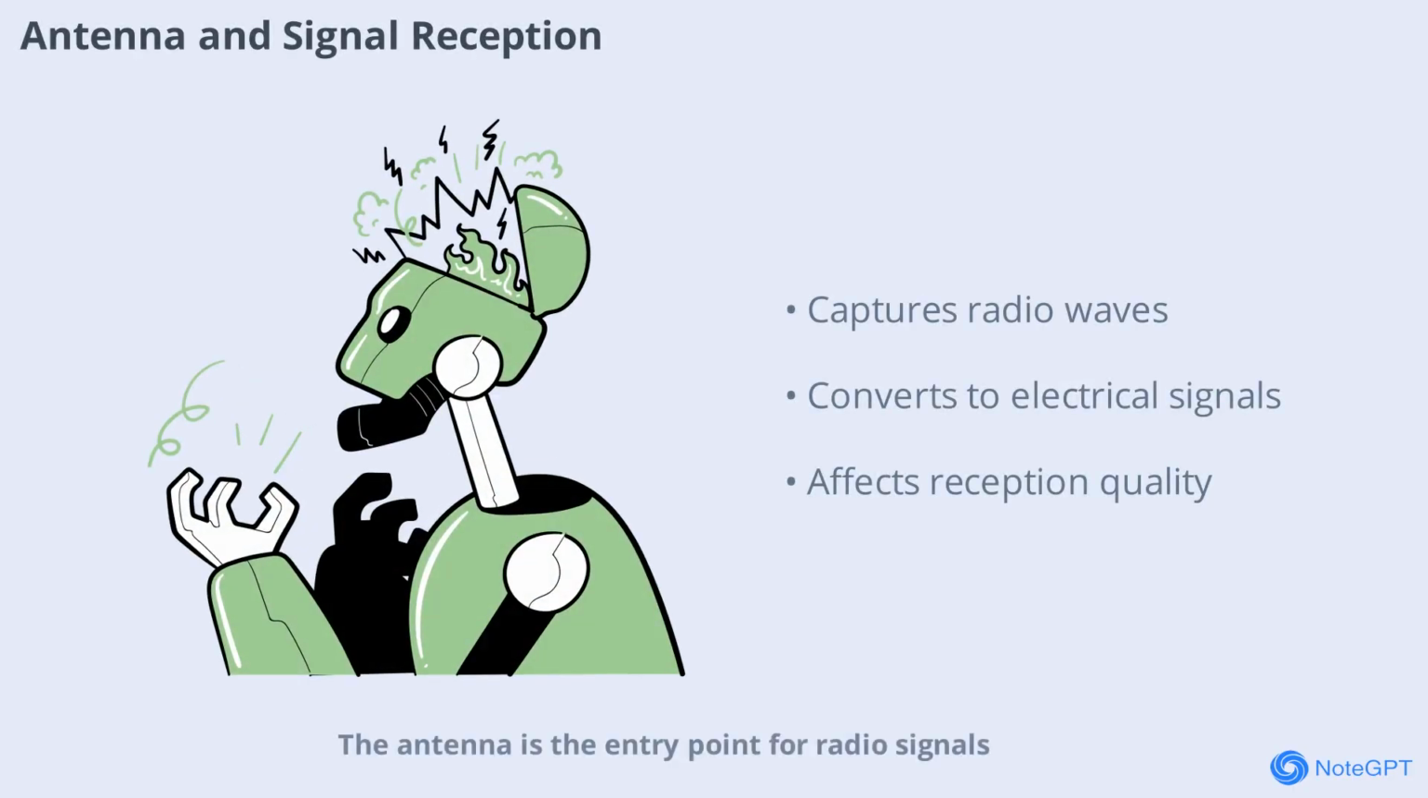The antenna is the entry point for radio signals. It captures electromagnetic waves from the air and converts them into electrical signals. The quality and design of the antenna greatly influence the receiver's ability to pick up distant or weak stations. A well-designed antenna is the foundation of effective radio reception.